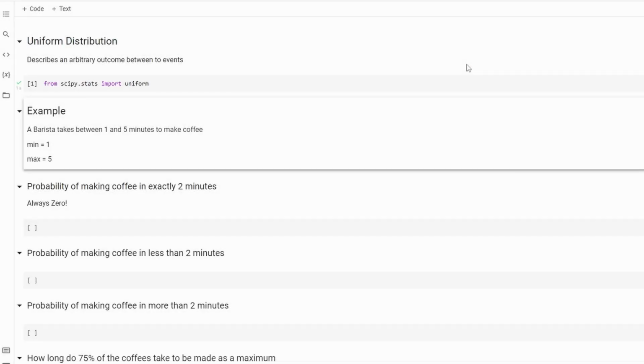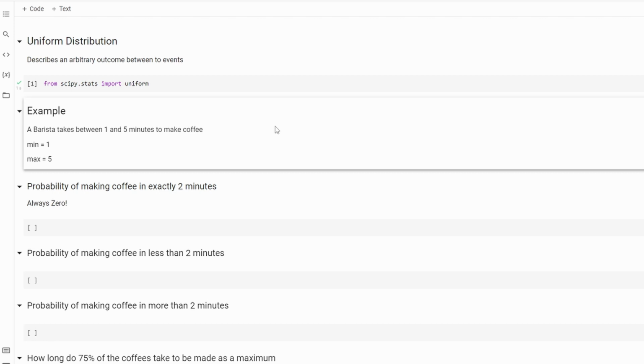Let's have a look at the uniform distribution, which describes an arbitrary outcome between two events. First thing we're going to do, from scipy.stats, we import uniform. And as an example, we take a barista that takes between 1 and 5 minutes to make coffee.